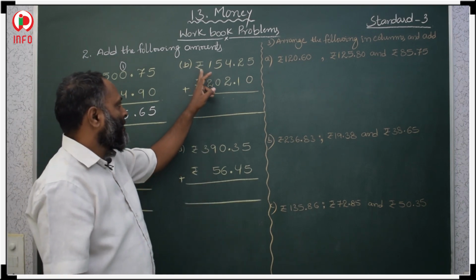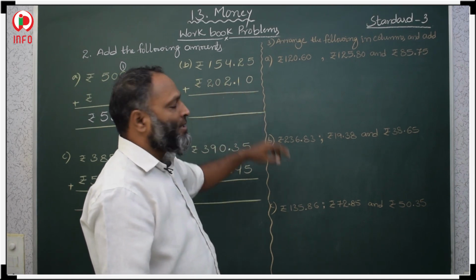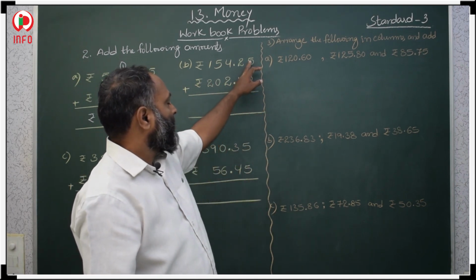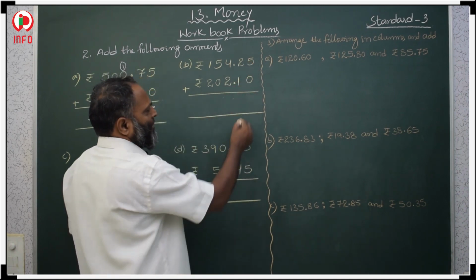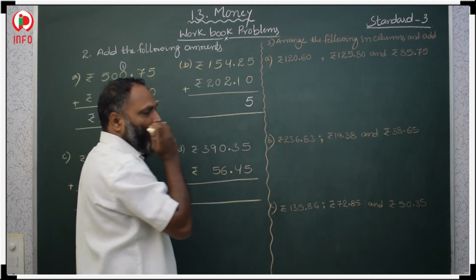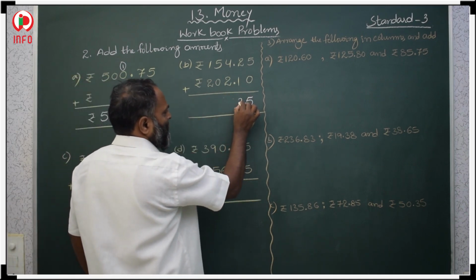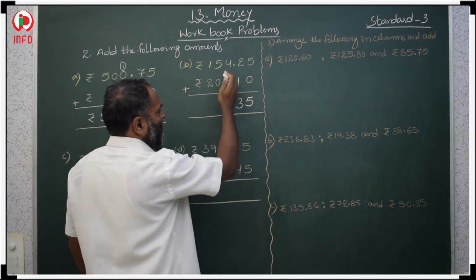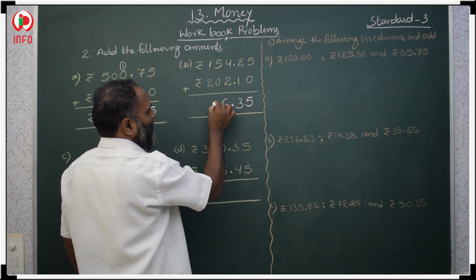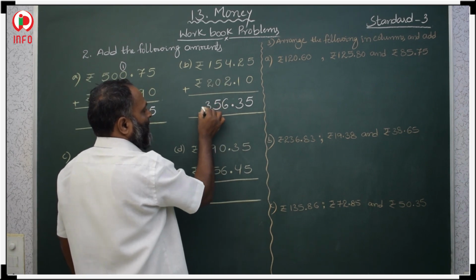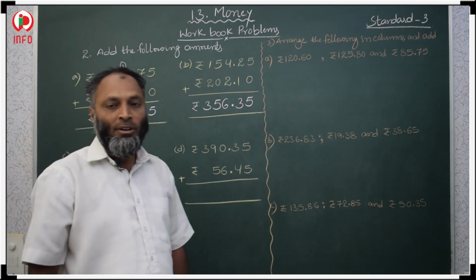Now the second question: 154 rupees 25 paisa, 202 rupees 10 paisa. Add these two. The extreme right digit, that is 5 in paisa: 5 plus 0, 5. If any number is added with 0, you will get the number itself. 2 plus 1, 3. Then after that, the decimal point. 4 plus 2: 4, 5, 6. 5 plus 0, 5. 2 plus 1, 3. 356 rupees 35 paisa.